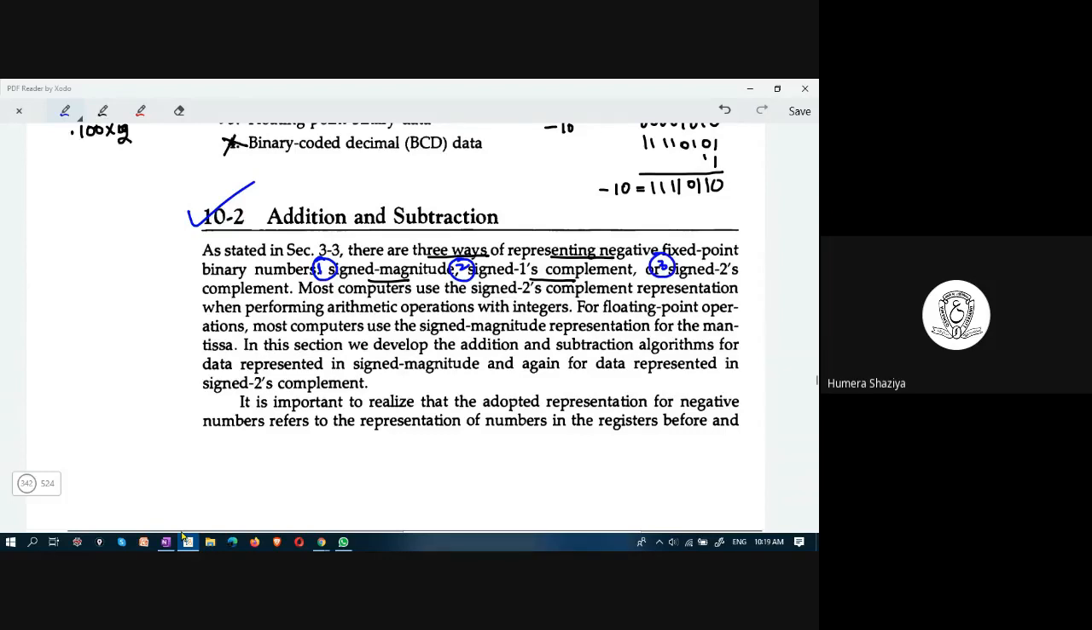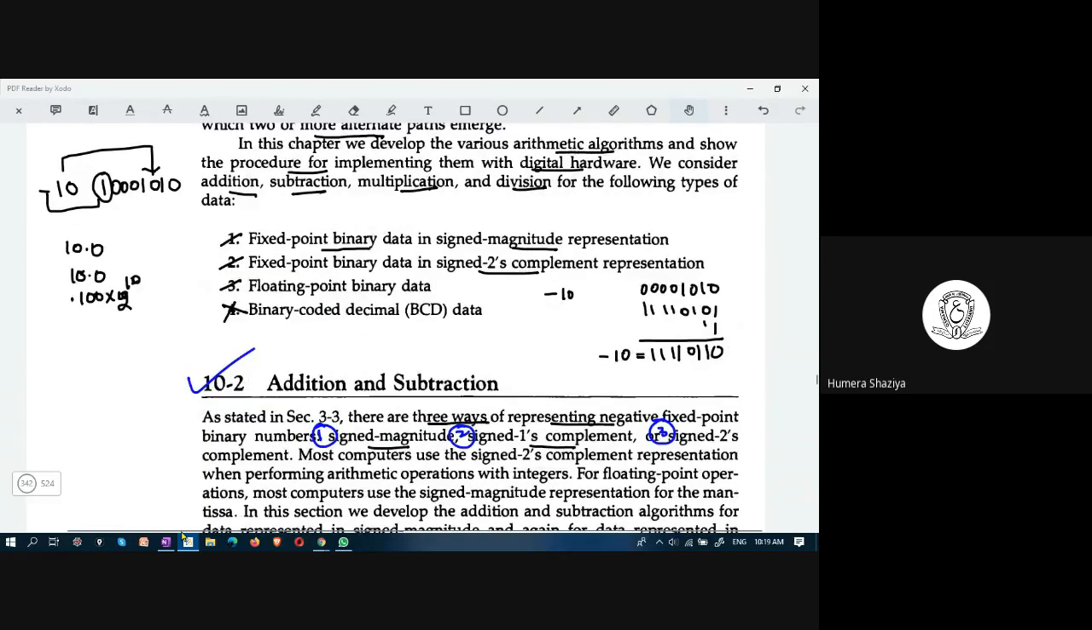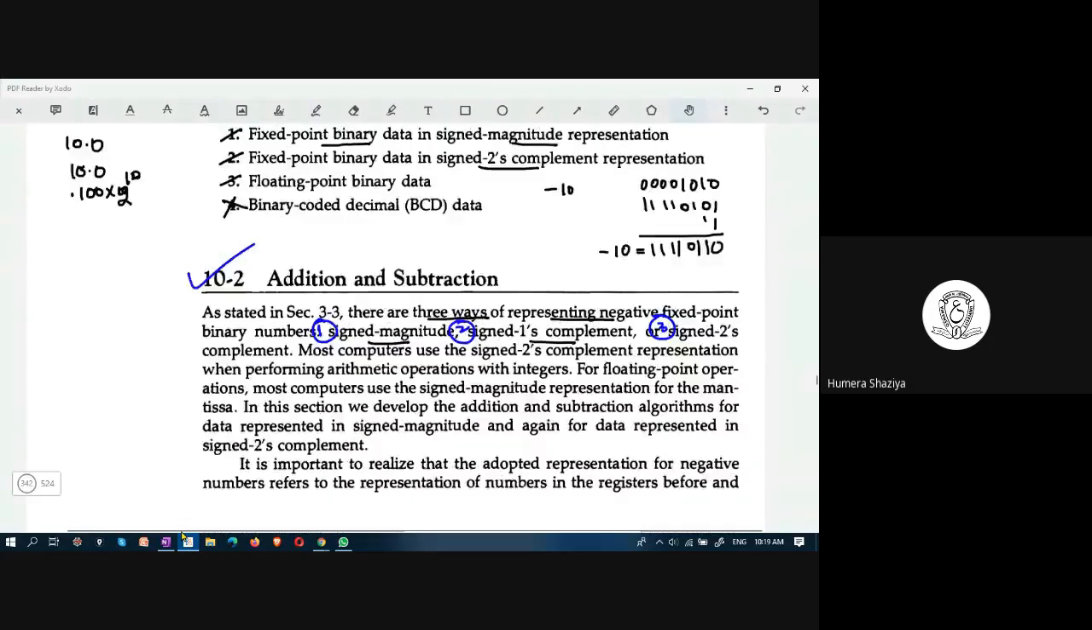Here, signed magnitude: minus 10, we have denoted as 10. Convert to binary form, add a sign bit, which is 1. Here, convert to one's complement. If you don't convert it to two's complement and use it as it is, then it is one's complement representation. If you add 1 to it, it turns out to be two's complement representation.